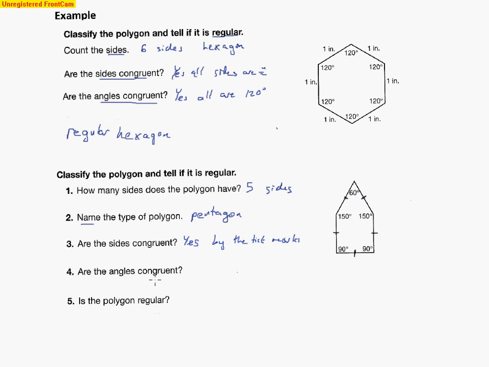Are the angles congruent? Well, 2 of them are 90, but these are not. So we would say no. Is the polygon regular? No, because the angles are not congruent. So in order for it to be regular, you have to have congruent sides and congruent angles. And so that's what Skill 3 is going to be testing you on. Good luck.